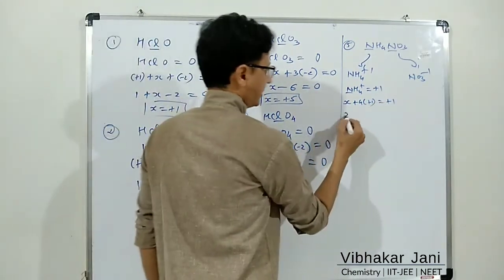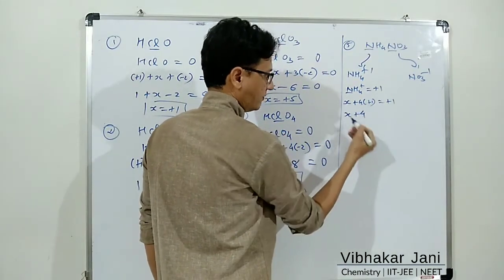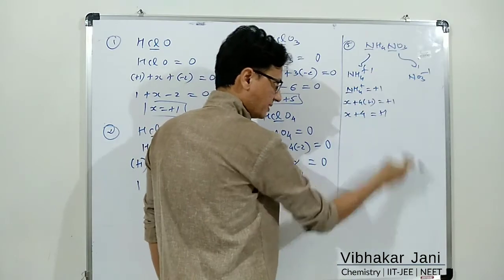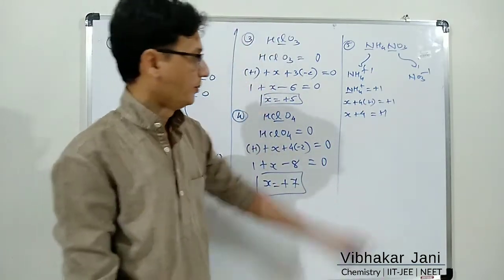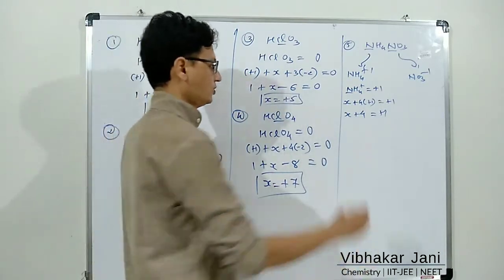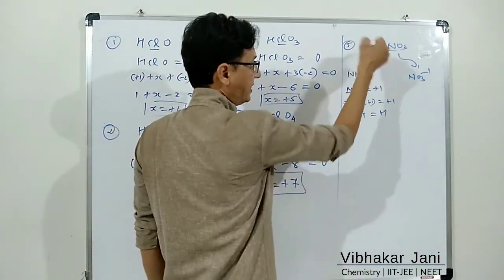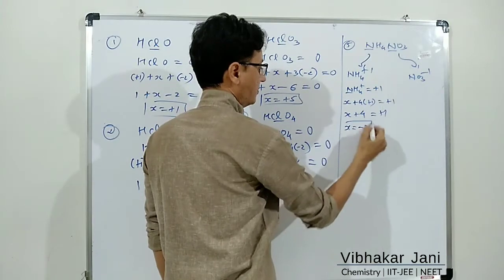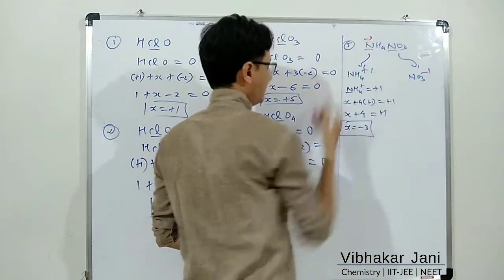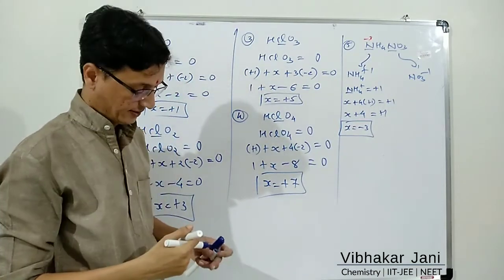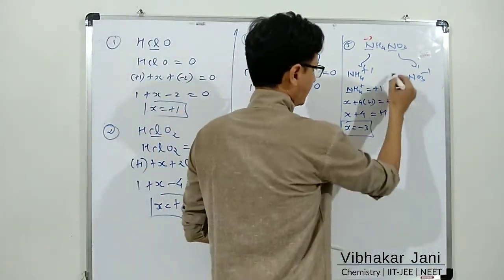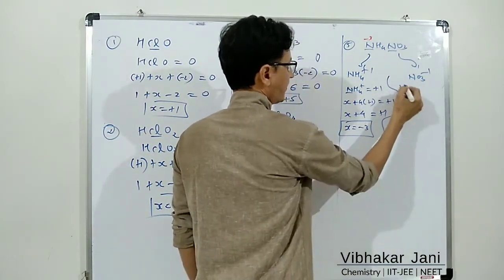So here, X plus 4, 4 ones are 4, is equal to plus 1. Now this 4 goes to the other side, then it will become minus 4. Minus 4 plus 1 will give us minus 3. So the oxidation state of nitrogen in NH4 plus is minus 3. So this nitrogen has minus 3 oxidation state. But as far as the second species is concerned, let us calculate this also.